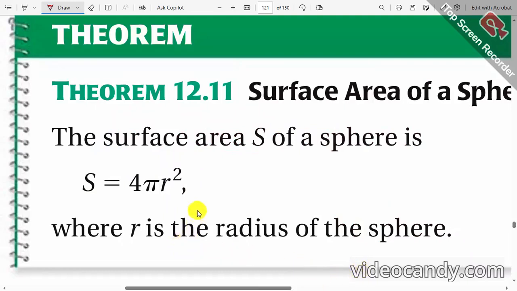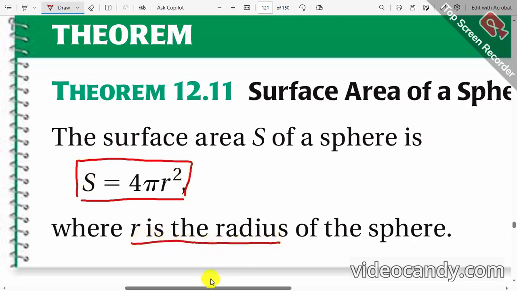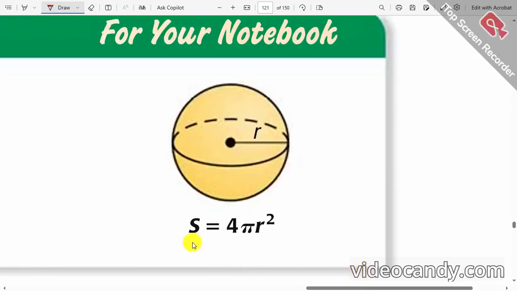All right, so the formula for the surface area of a sphere is just S equals 4 pi r squared. So S stands for the surface area, and of course, r is the radius. Surface area, 4 pi r squared for the sphere.